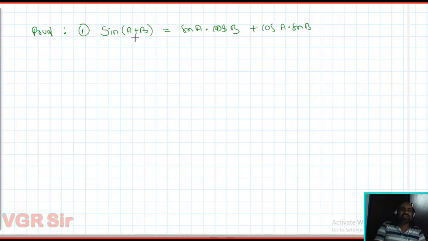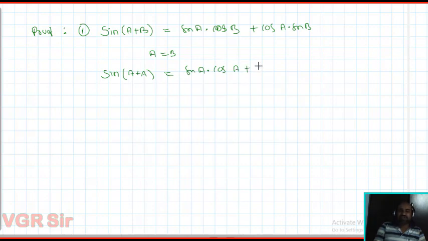So, two different angles are there, A and B. If A equal to B, what happened? Instead of A, write B, or instead of B, you write A. I want to write A instead of B. Sin of A plus A, I can say, is equal to sin A into cos A.